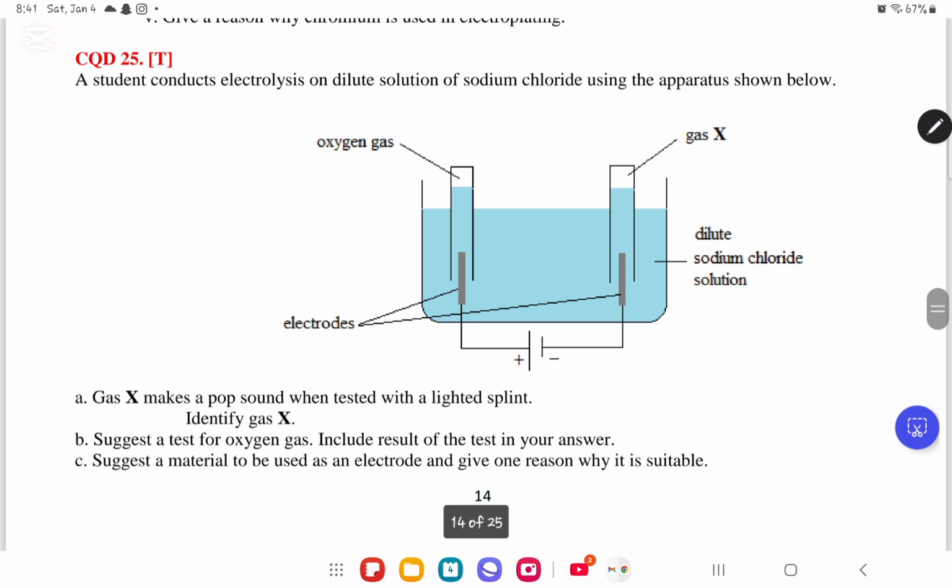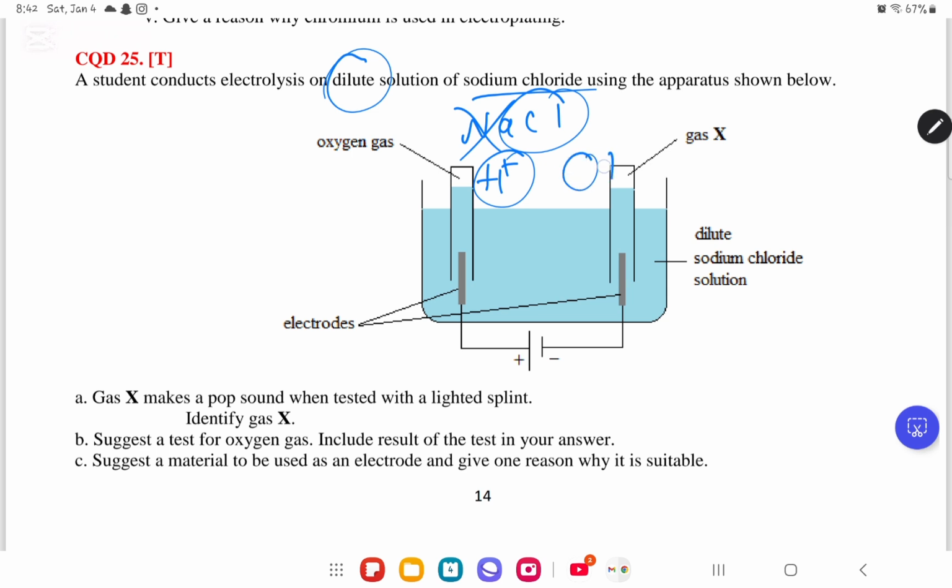Now moving on to CQD25. A student conducts electrolysis on a dilute solution of sodium chloride, NaCl. Definitely what's going to happen is that instead of Na, what will form is H⁺, at the cathode, whereas instead of Cl, what is going to form is OH⁻. This is only the case because it is dilute, and it will form at the anode. So gas X makes a pop sound. Always remember, a pop sound when tested with a lighted splint is hydrogen. If it relights a splint, then it is oxygen.